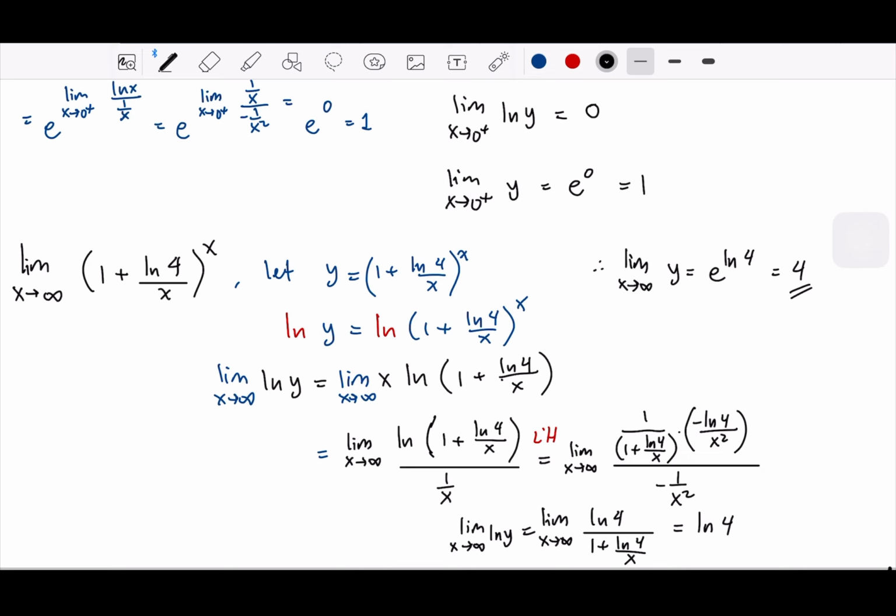Just cancel this, cancel the minus. And then just leave out this 4 over x, because you are going to put x inside, right? Yeah, just multiply the top by x.